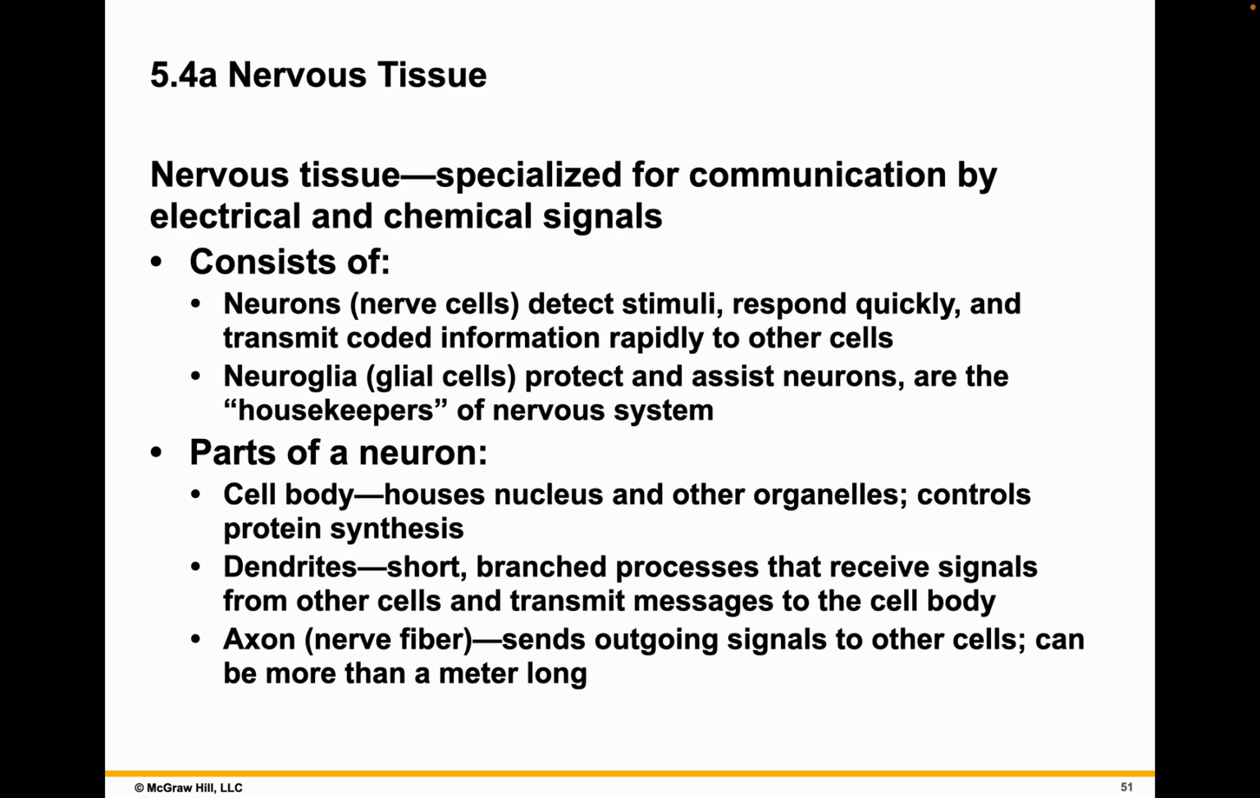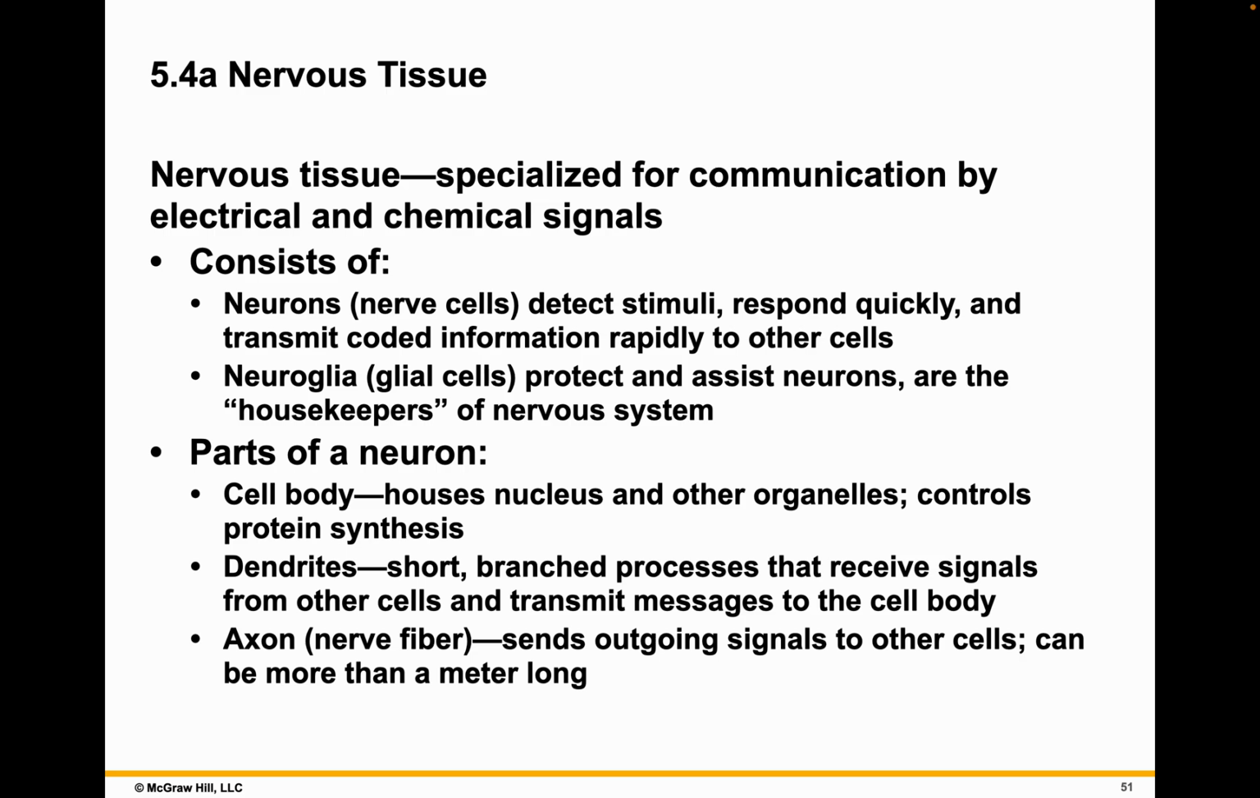Nervous tissue is specialized for communication by electrical and chemical signals. It consists of neurons, the cells that detect stimuli, respond, and transmit coded information to other cells, and glial cells, or neuroglia, which are the housekeepers, the protectors and assistants to neurons that actually make up the bulk of the nervous system. A neuron has a cell body, which has a nucleus and other organelles and controls protein synthesis.